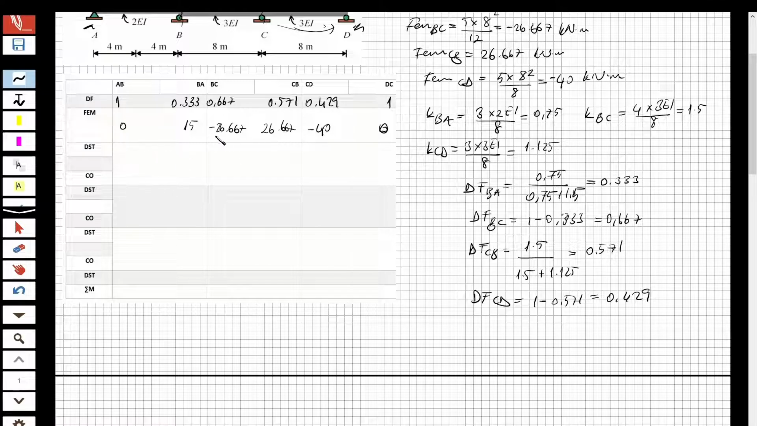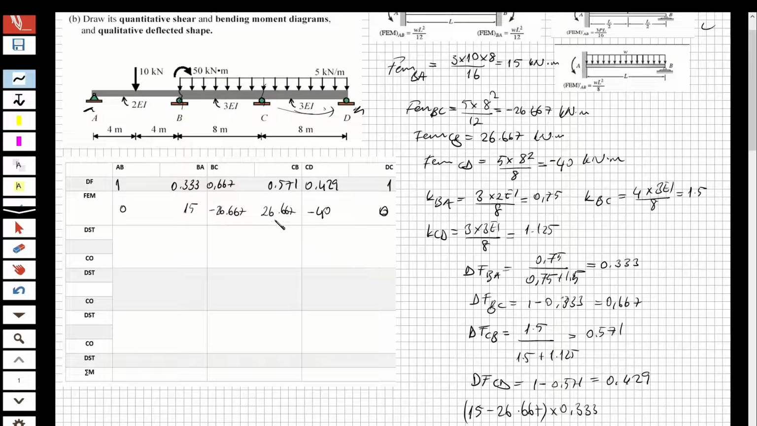And now let's distribute the moment. Now we have all the fixed end moments and distribution factors. Let's distribute them. We are going to take the summation of both moments. I'm going to show you just once here, okay? 15 minus 26.667, multiplied by its own distribution factor. Sorry, we forgot to take the moment here. We have a point moment here, okay? Point moment. And we are going to add it here as minus 50. Okay, it's going to be minus 50.